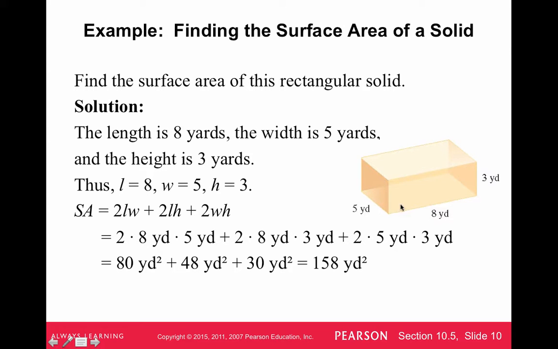8 times 5 is the floor and the ceiling, so we'll do 2 of those, plus 2 of the walls here, this 8 times 3, and then the other 8 times 3, and then the last one will be the 5 times 3, these 2 sides here, and 2 of those. Multiply those together, you get 80, 48, and 30, add them up, you get 158 yards squared. Remember, this is an area, so yards squared is the unit.